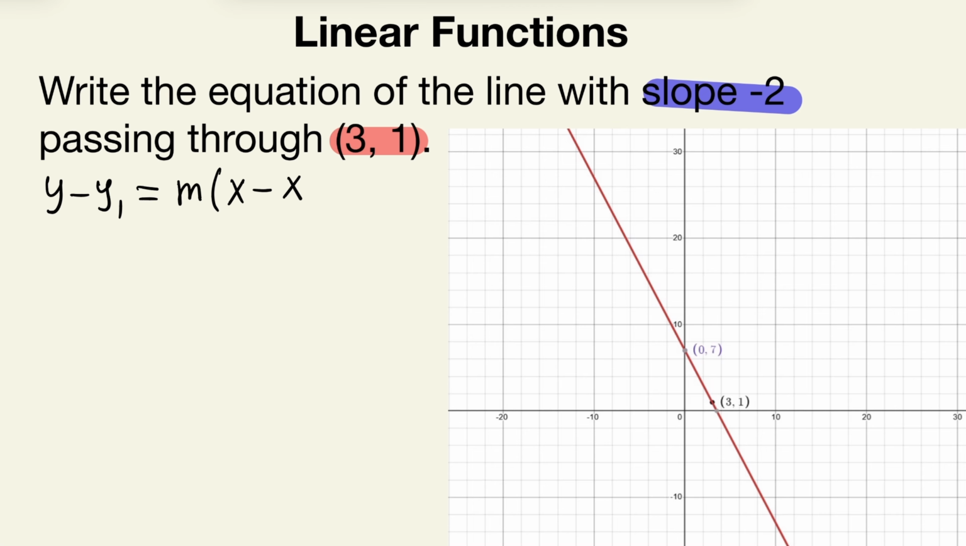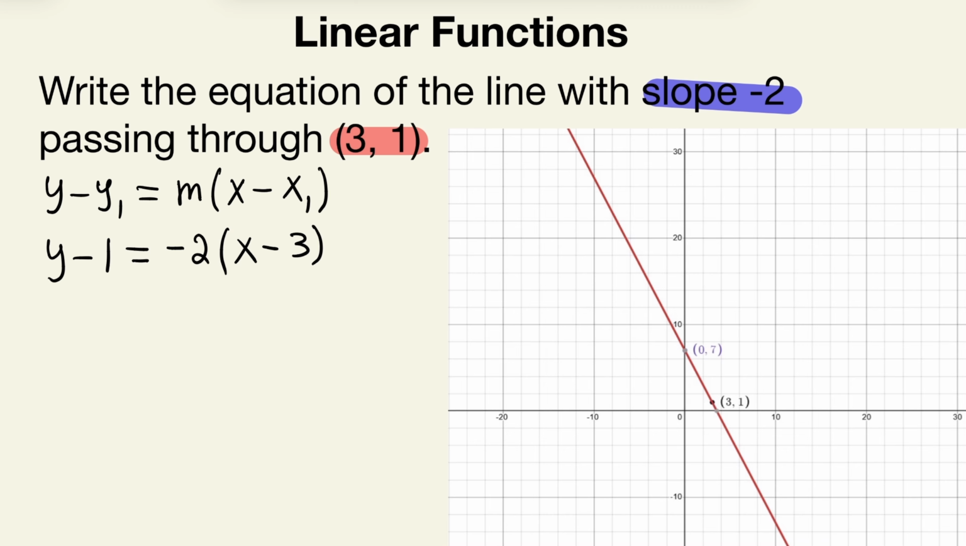minus x sub 1. So we have everything that we need here, and all we're doing is plugging in those values. So we have y minus y sub 1 is given to us as 1. That's equal to m, which is given to us as -2, times the quantity x minus x sub 1 is given to us as 3.